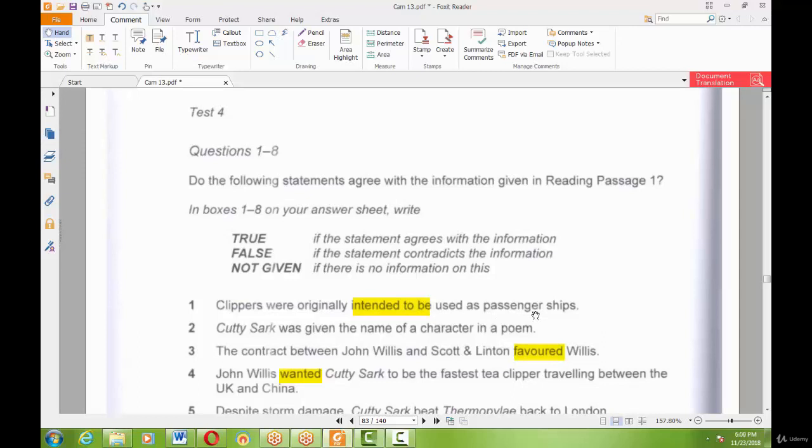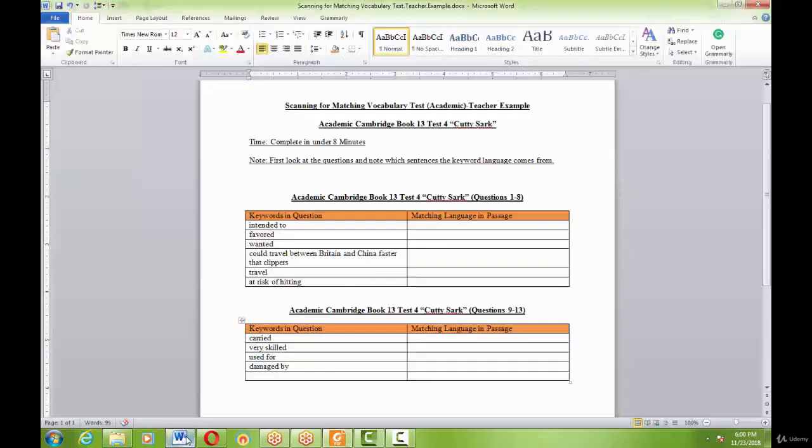False. I was pausing for a second to give you a chance to answer. The passage said built to transport goods. The question says intended to be used as passenger ships. That would make this answer false. But the point, now I'm not going to do that again, so don't ask me. All right? The point I'm making is that "intended to be" and the synonym match would be "built to." Okay?